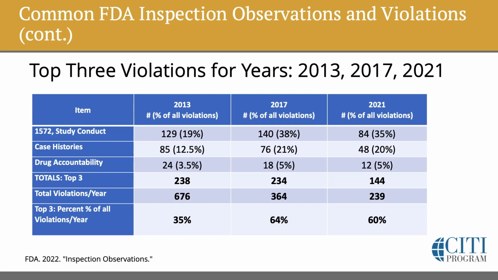The top violation involves errors or omissions from the 1572 or failure to conduct the study in accordance with the IRB-approved study protocol. The second most common was insufficient documentation of subject histories, concomitant medications, etc. The third most common was drug accountability deviations, either in logs, storage, and handling of IP, destruction or return of IP, or IP returned by subjects.